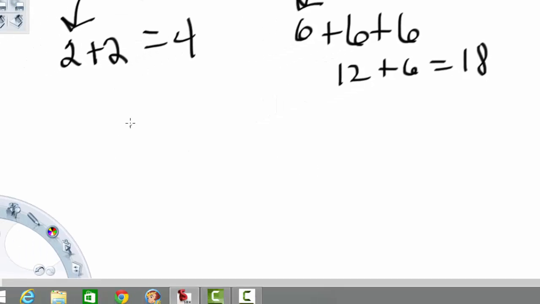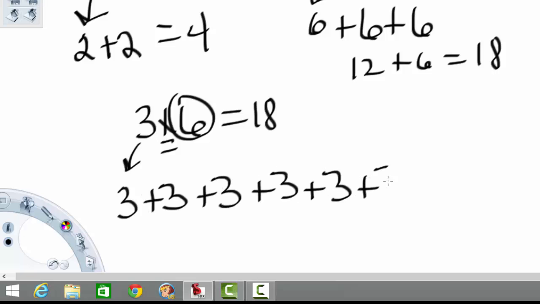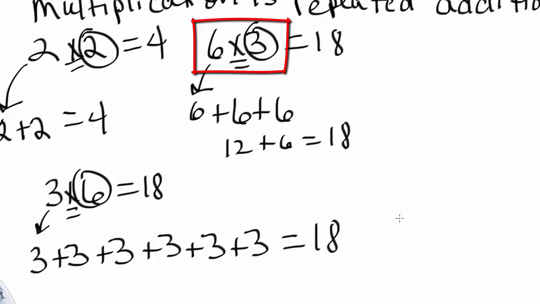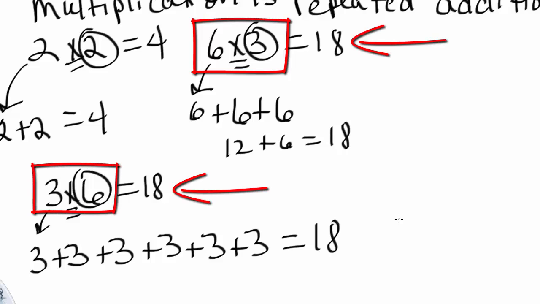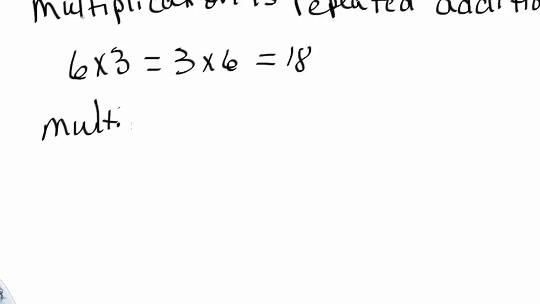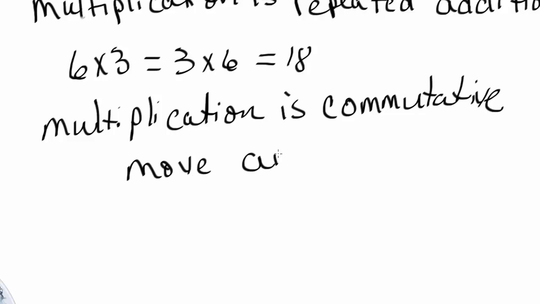Let's look at another one. 3 times 6. We'll take the number 3 and repeatedly add it 6 times. So now 6 3s add up to 18. Hey, look at that. Both 6 times 3 and 3 times 6 are 18. As a matter of fact, 6 times 3 equals 3 times 6. This is because they say that multiplication is commutative, which is a fancy way of saying that you can move the numbers around in multiplication problems and get the same answers.